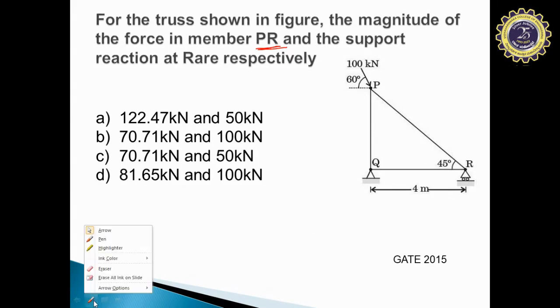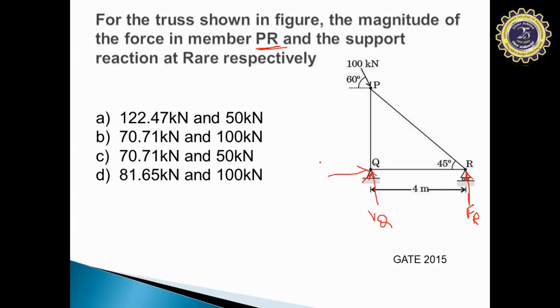So now let us start. In order to find reaction at R, this is easy. Let us call it FR, that is nothing but reaction at R. Yes or no? So now here you have two forces, vertical reaction at Q, and horizontal reaction at Q. So these are the three unknowns in this particular member.